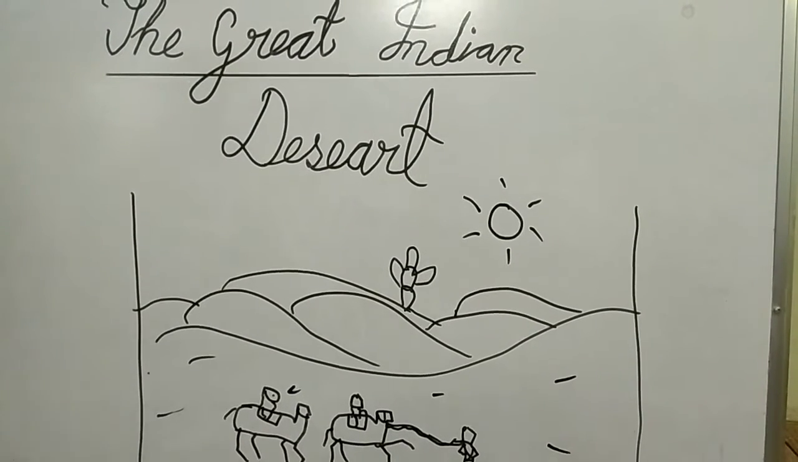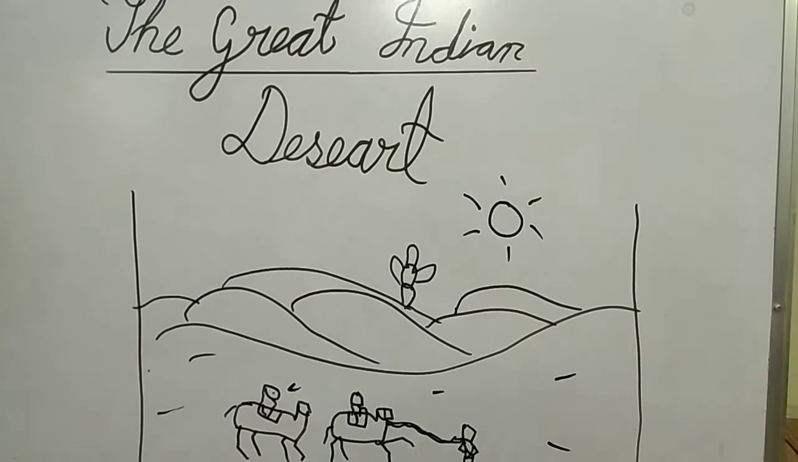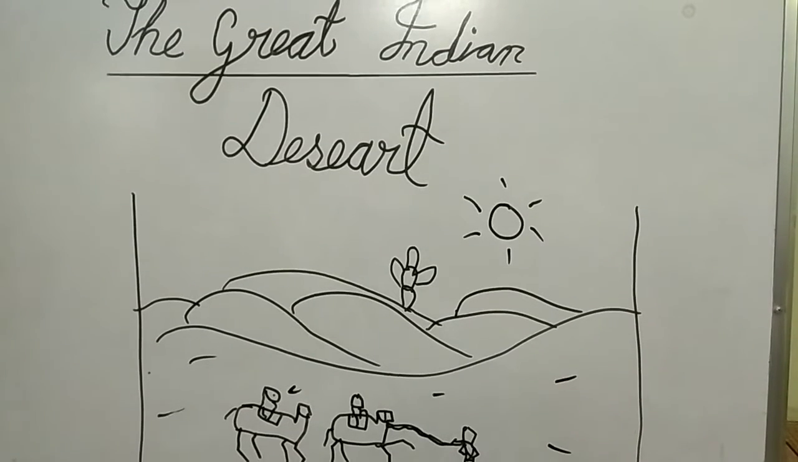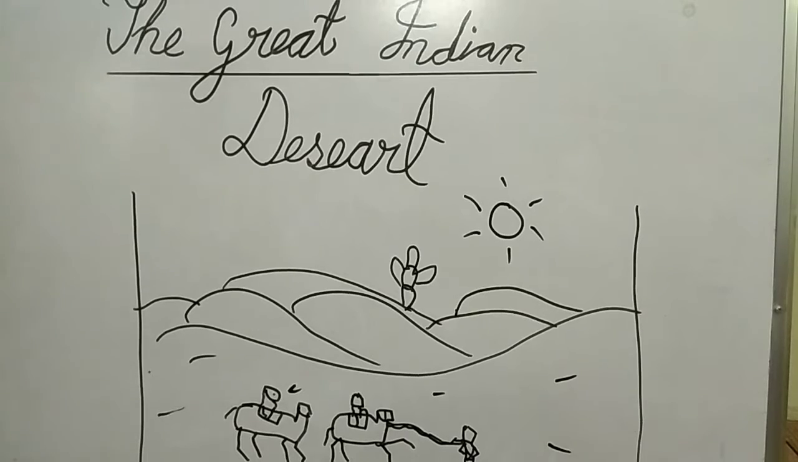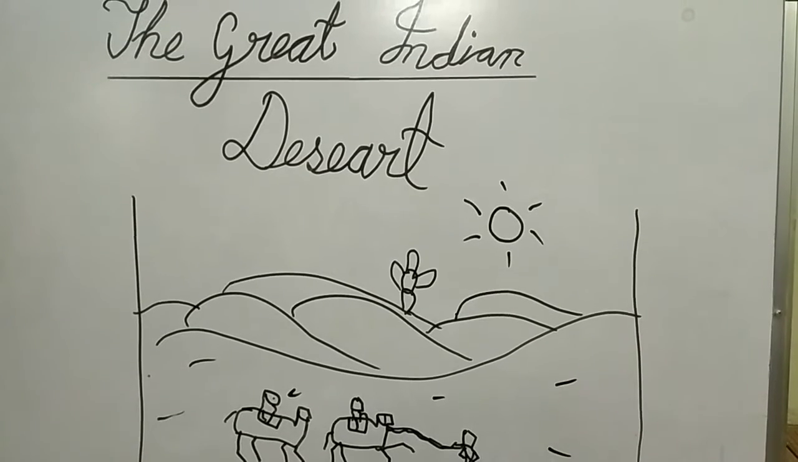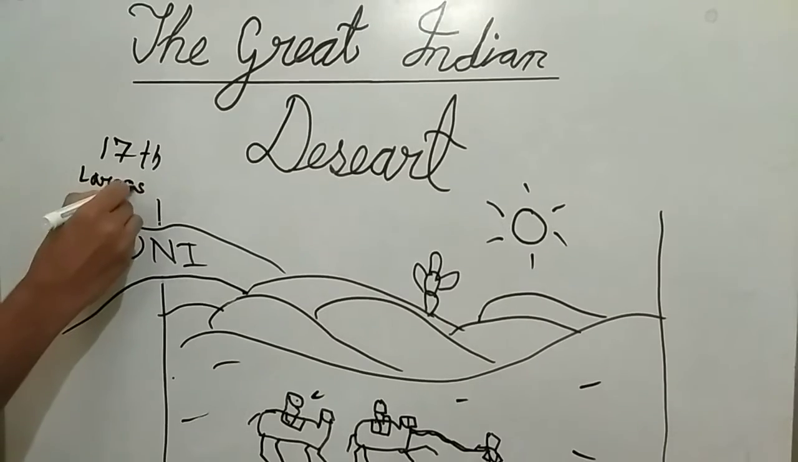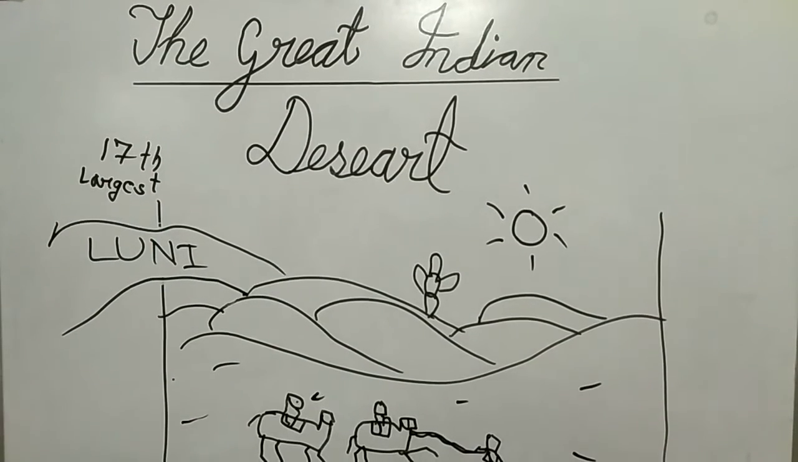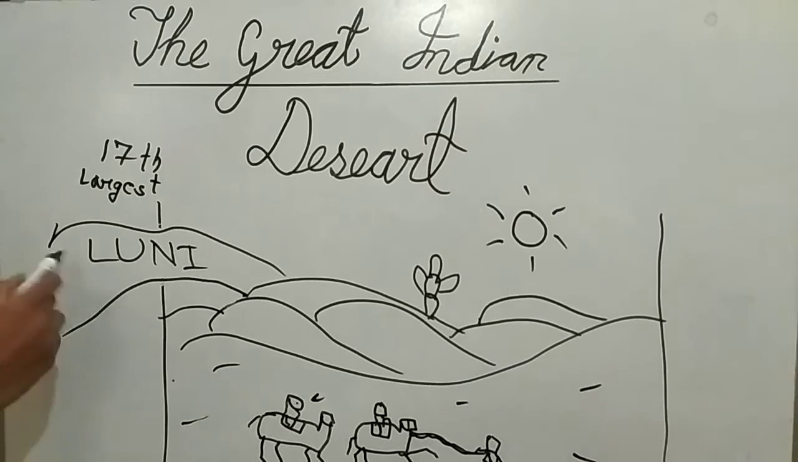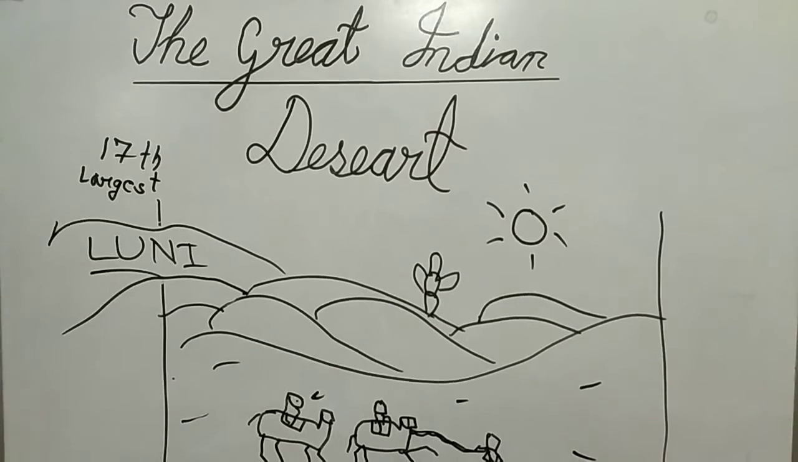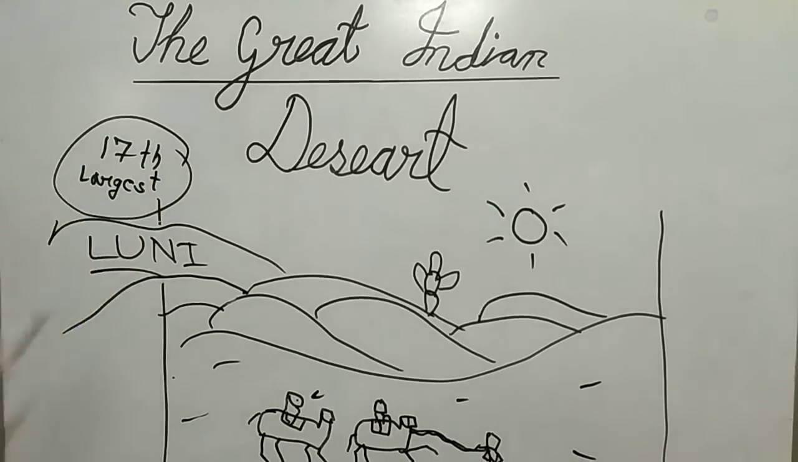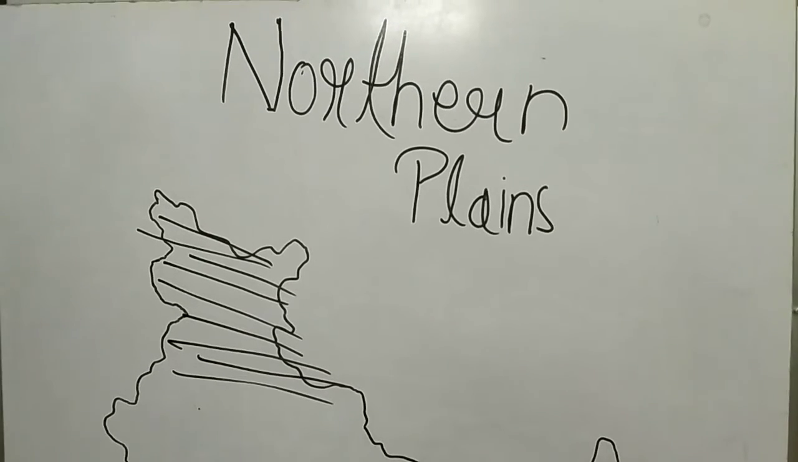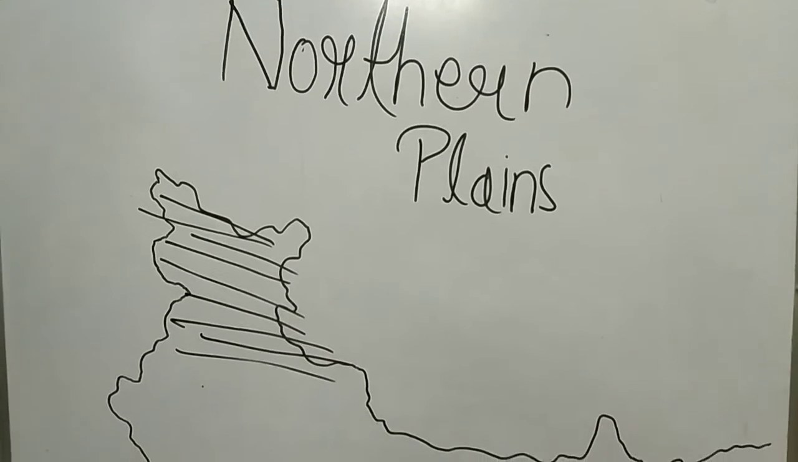85% of the Thar Desert lies in India and 15% lies in Pakistan. More than 60% of the Thar Desert lies in Rajasthan and it extends into Punjab, Haryana, Sindh and Gujarat. Luni is the largest river in that region. The Great Indian Desert is the 17th largest desert in the world. So guys, that was it for the deserts. Now we will go to the northern plains.